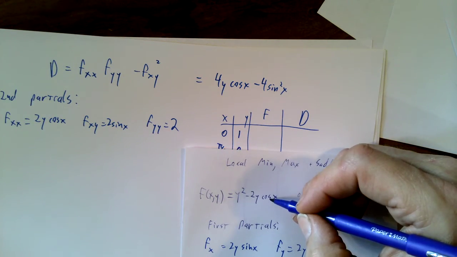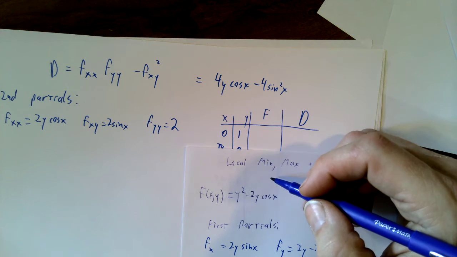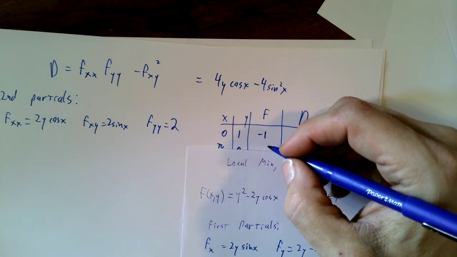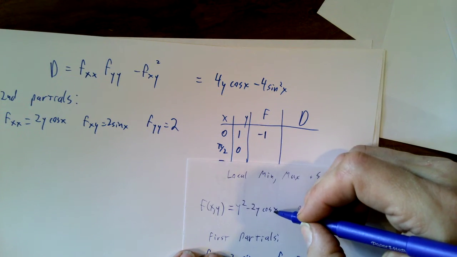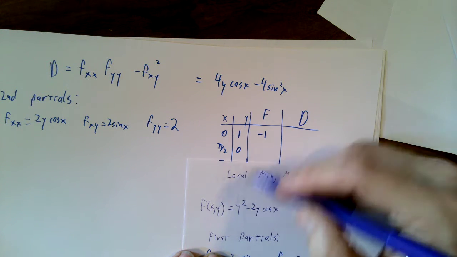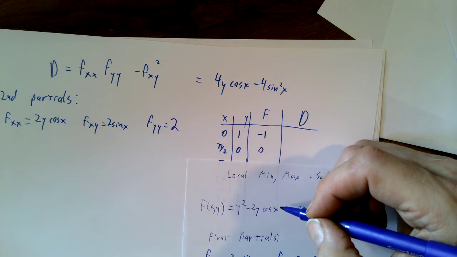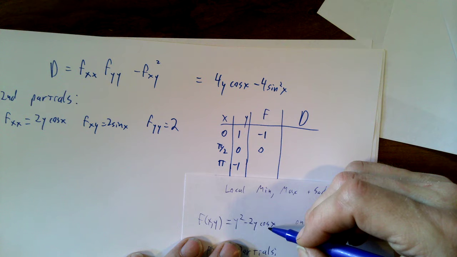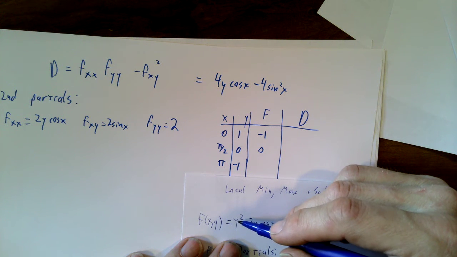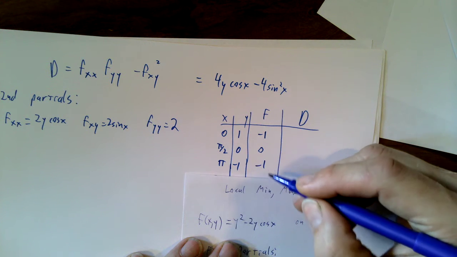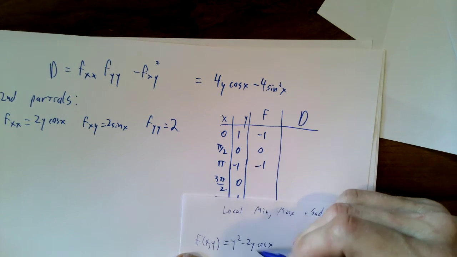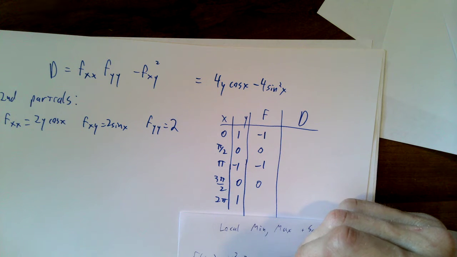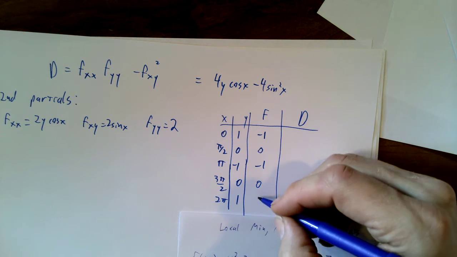If x is 0 and y is 1, I got 1 minus 2. Yeah, negative 1. If x is pi over 2, I got 0 there, and y is also 0, so f is 0 there. If x is pi, cosine of pi is negative 1, 1 minus 2 is negative 1 again. If x is 3 pi over 2, that's a 0, and y is 0, so that's 0 again. And when x is 2 pi, that's 1 again. I got 1 minus 2 is negative 1 again.